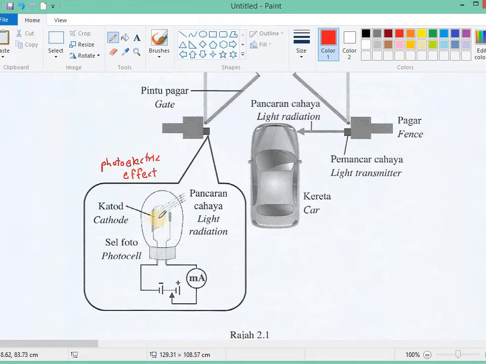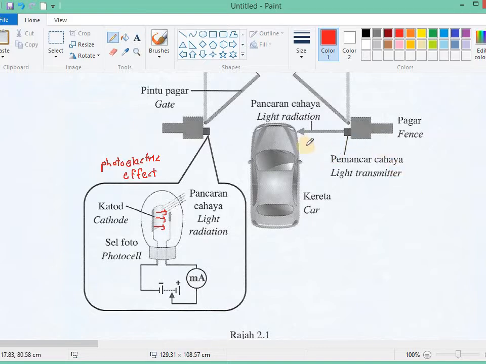Okay, the cathode will have the photoelectric effect. That means the electron can escape from the surface of the cathode. And because the cathode is connected to negative, it will repel the electron towards the anode, which is positive. So when there's light shining on the photocell, you will have the photoelectric effect and the circuit will be complete. That means the electron can flow, so you have electric current.